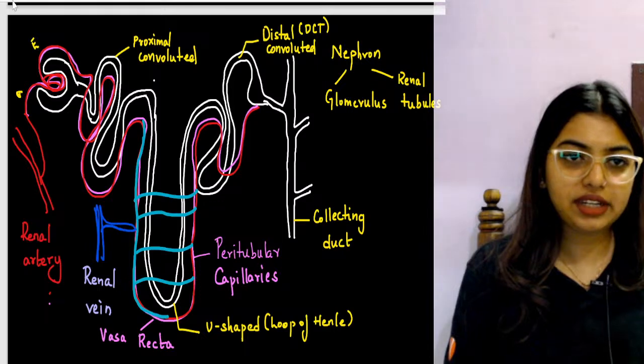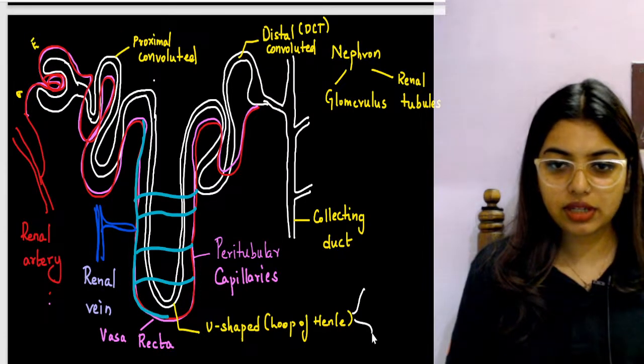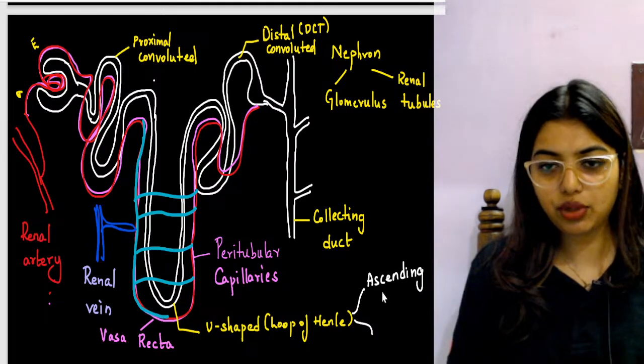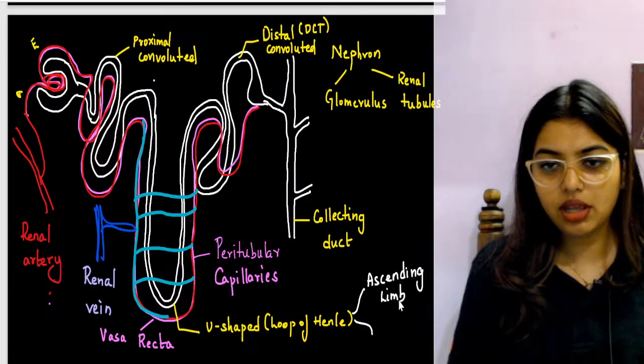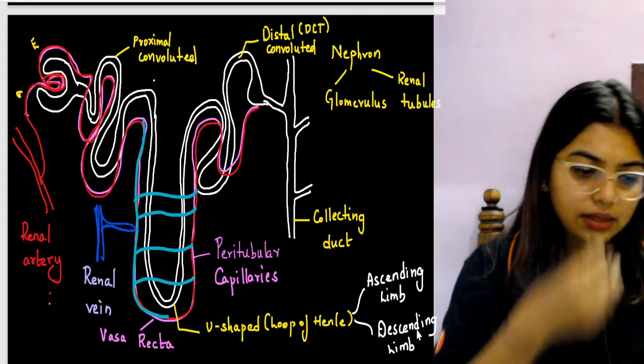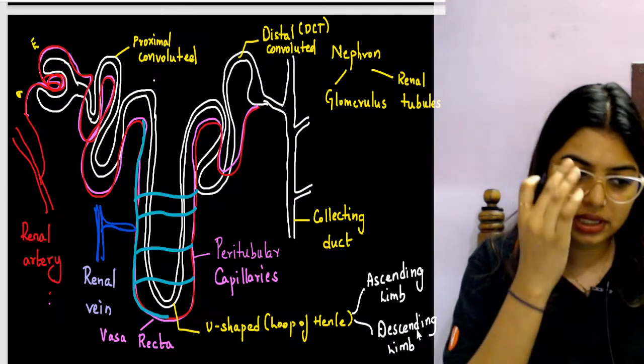Now this loop of Henle, students, has two portions. One is called the ascending limb, very important for you, because you will learn more about the ascending and descending limb when you are learning about urine formation. Descending limb, ascending limb and descending limb. Got it? Done.